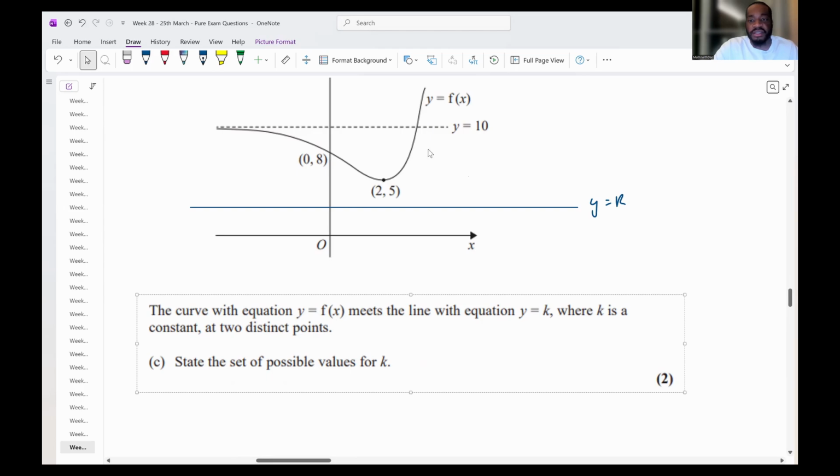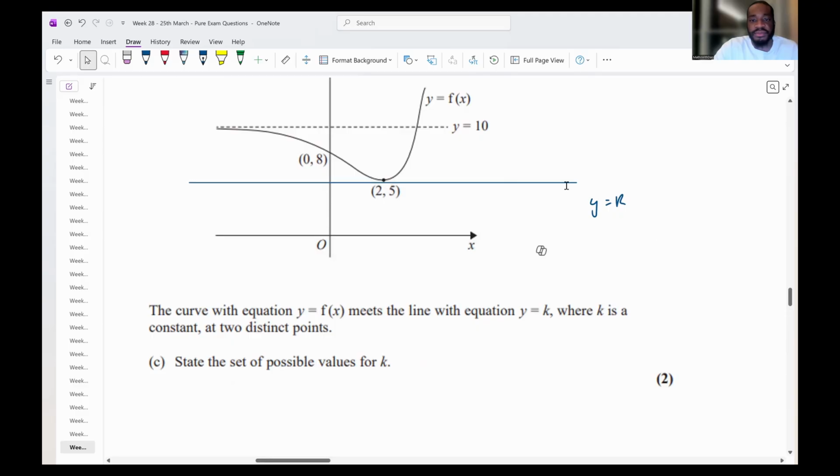What if I do this? What if I just grab that? Hold on. Let me just grab this. Grab the line and I do this. How about now? How many times is it cutting the graph now? Well, it's just cutting it once at the turning point, isn't it? Right? It's a tangent at the moment, right?